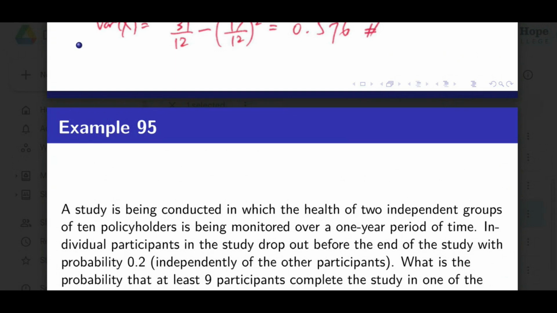You can use X and Y. You can define X to be the number of people who finished in group 1, and Y is the number of people who finished in group 2. So what do you want? What can you phrase mathematically? What values of X and Y do you actually want?